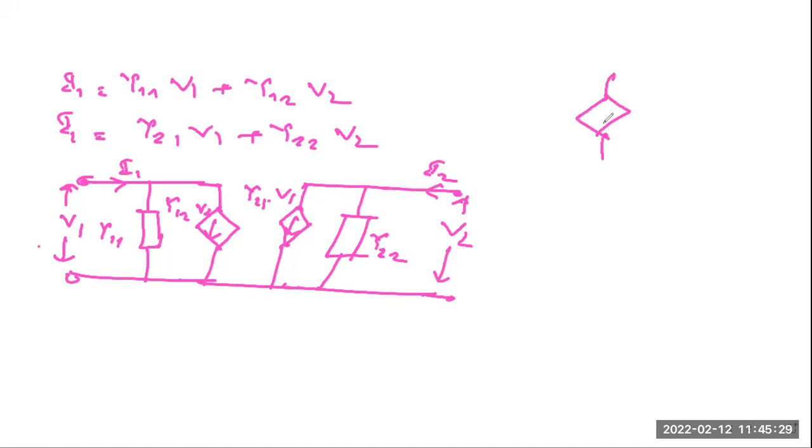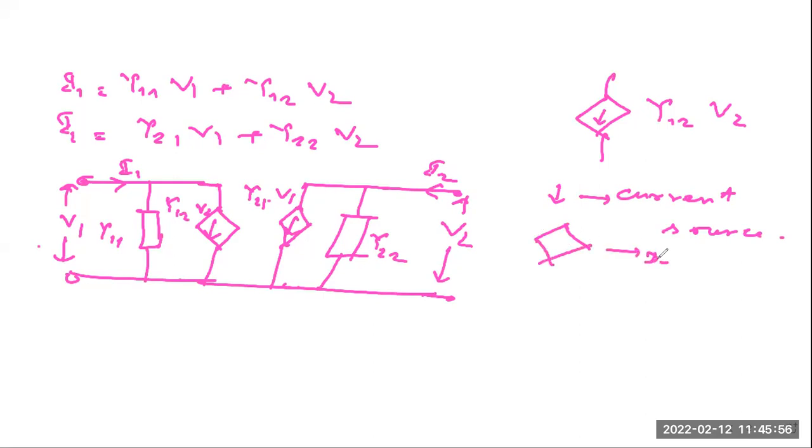Now you see, here it is written Y12 V2. So this is basically a current source. When this kind of symbol is there, this is basically your current source. Now, when we write in this type of diamond-shaped box, then it is basically a dependent source. This is known as a dependent source.